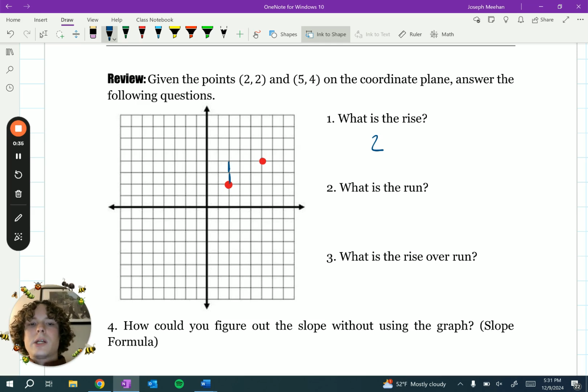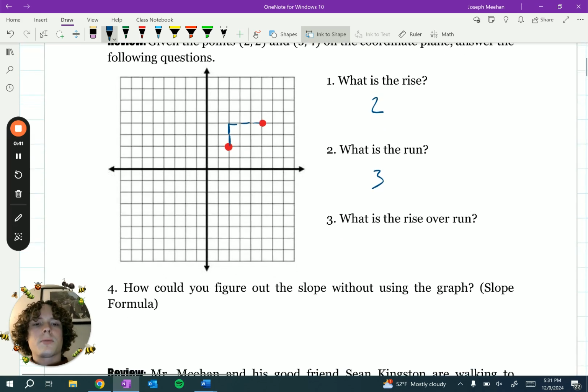The run is the change in x values, so left or right, and it looks like we're going right 1, 2, 3. So the run is positive 3. What's the rise over run? Well, that's 2/3, and we call the rise over run the slope. The slope can even be represented as the letter m sometimes, okay?